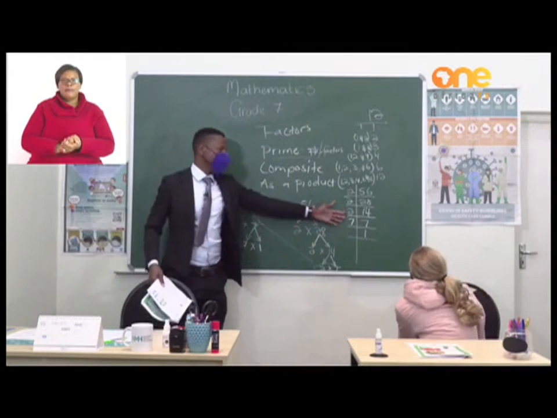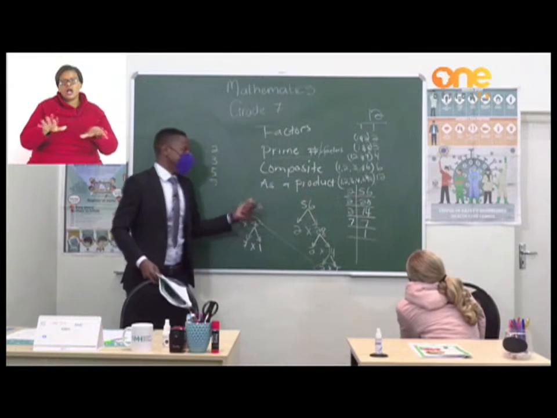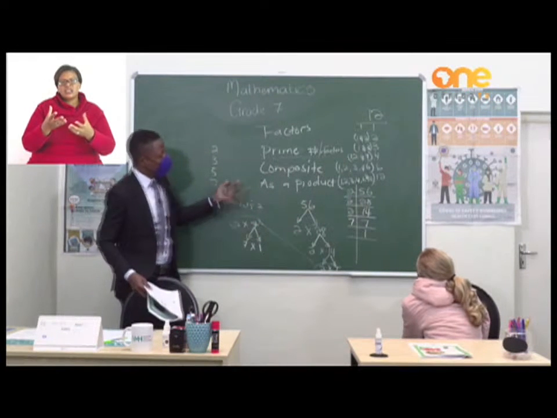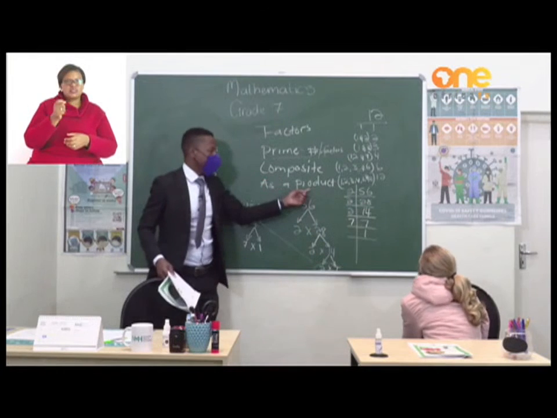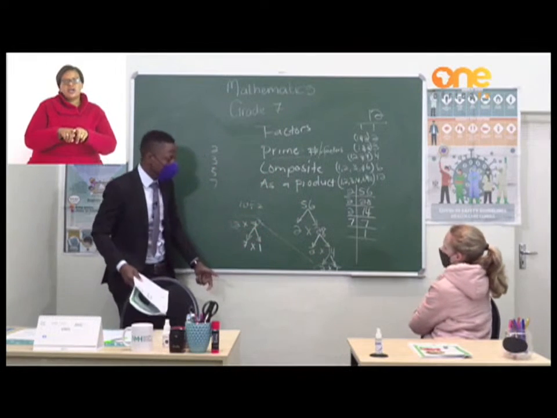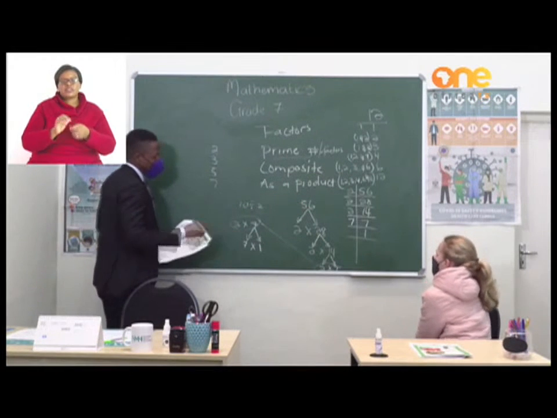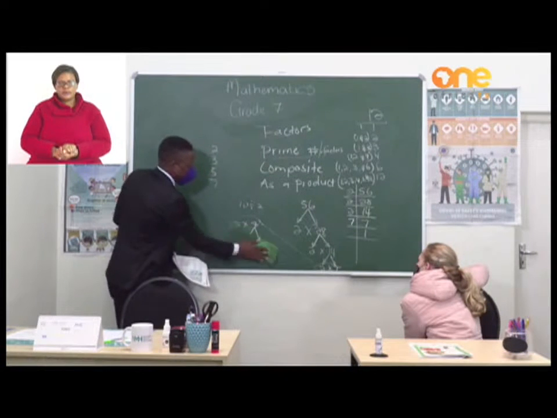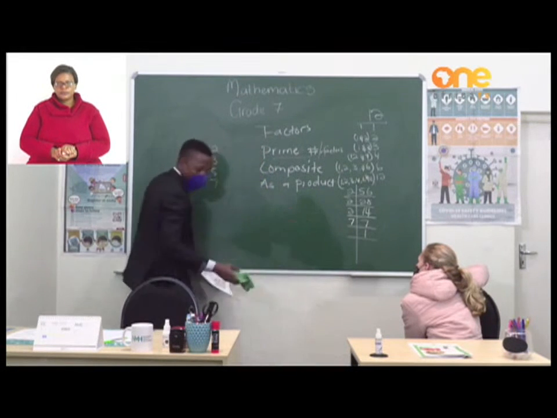This is your working. This is the work you have done to prove how you get to the answer. But you did not give the answer to write 56 as a product of its prime factors. To answer this question, you must write it this way. Just erase this.